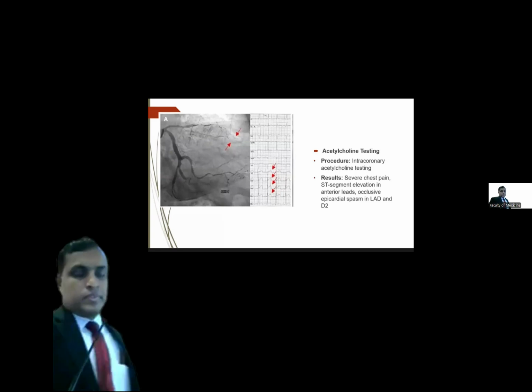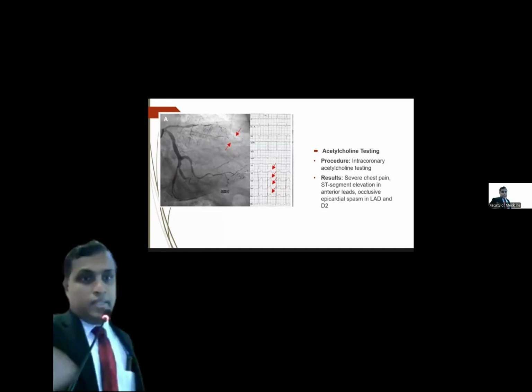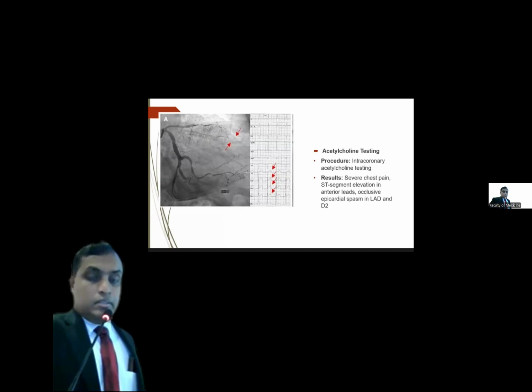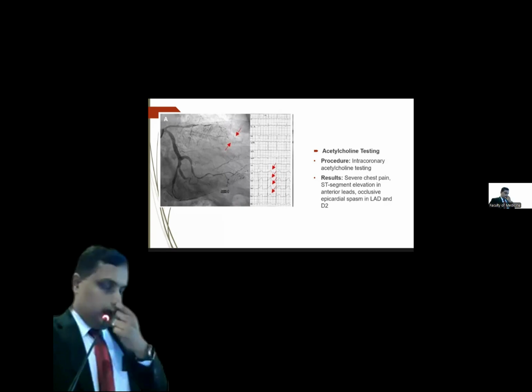So because of his presentation, no culprit lesion was found, and because of the triple lesion, an acetylcholine test was done. Intracoronary acetylcholine was given. Then the patient developed severe chest pain with ST segment elevation in the anterior leads, with occlusive epicardial spasm in the LAD and the second diagonal.